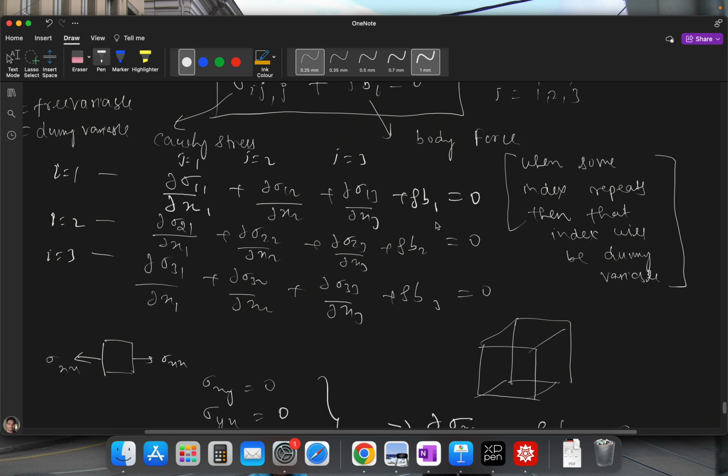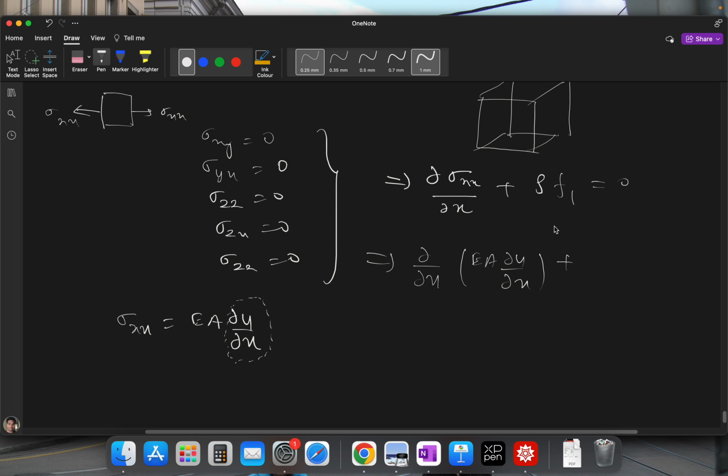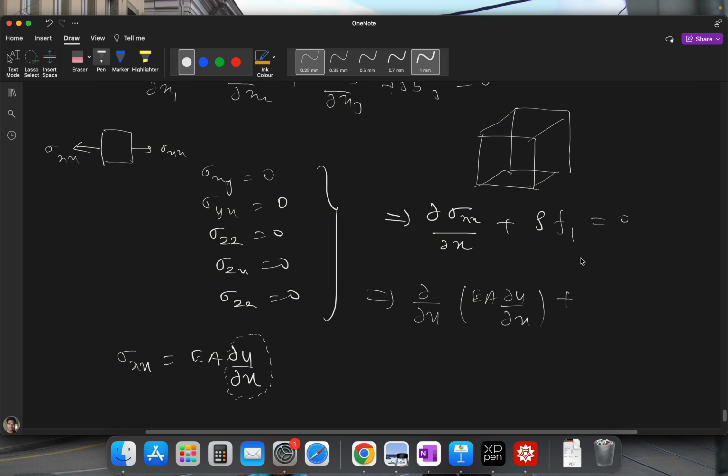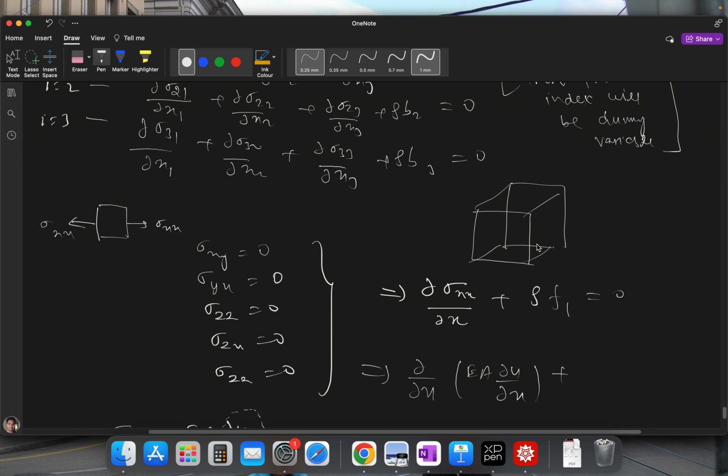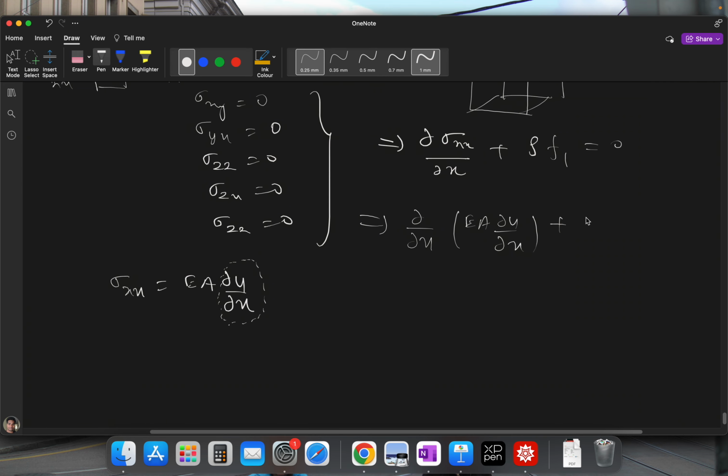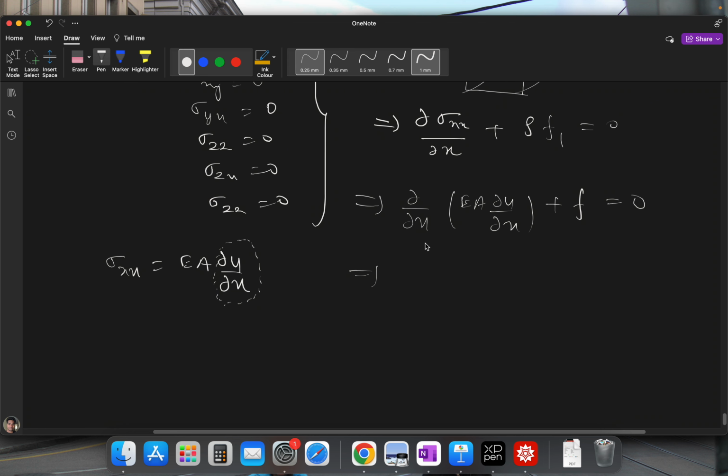Here rho will be absorbed. Sometimes in some books they only write b1 b2 b3, sometimes they write rho. It depends on whether you are taking per unit volume or per unit mass. On this basis we can directly write f1 or directly write f only. In this case it is f. And since it is a single variable, I can directly write this in place of the partial derivative.